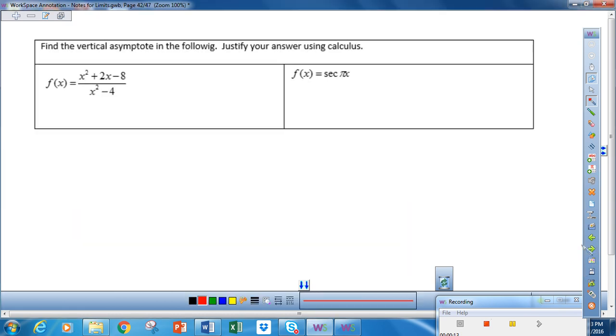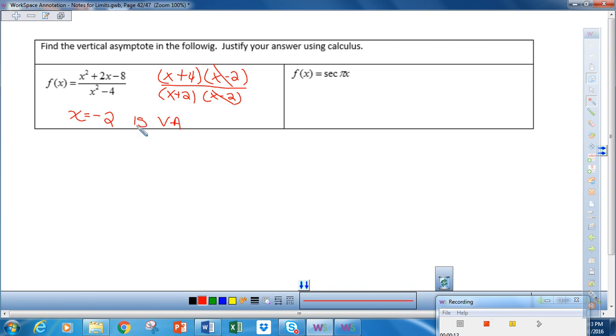Now to find it, we find it the same way we did in pre-calculus. So to find the vertical asymptotes here, I'm going to factor if I can. What can I multiply to get negative 8 and add to get 2? That would be plus 4 and minus 2. So we get (x + 4)(x - 2) over (x + 2)(x - 2). So we know that x minus 2 is a hole, so it's not a vertical asymptote. And then we know that x equals negative 2 is a vertical asymptote.